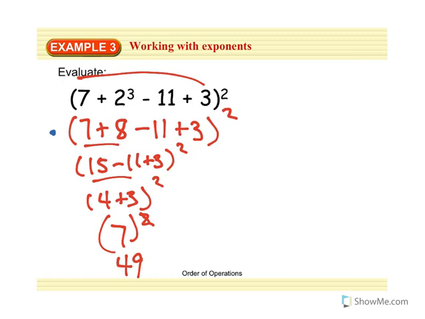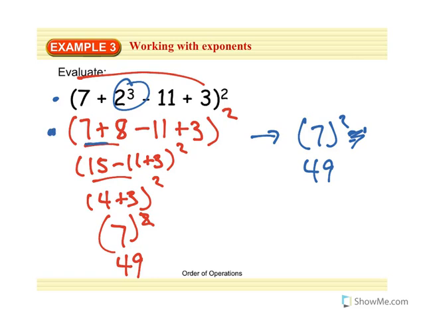So let's look at that. 7 plus 8 is 15. 15 minus 11 is 4. 4 plus 3 is 7. So if this was my homework, I'll be consistent here. I would do step 1, which is this. Step 2, which is doing all the addition and subtraction, and then step 3 over here is evaluating the power.